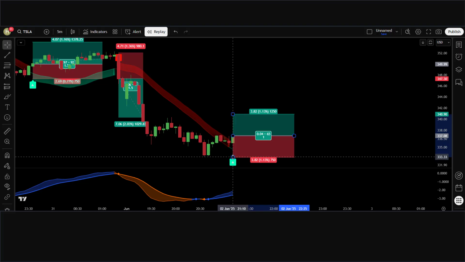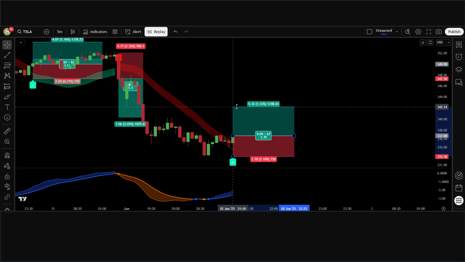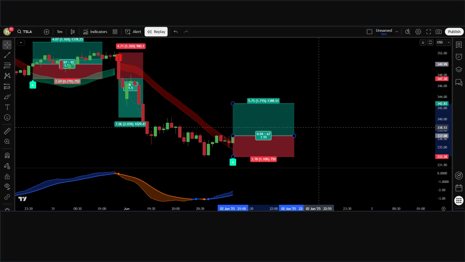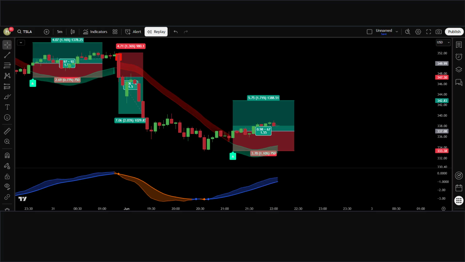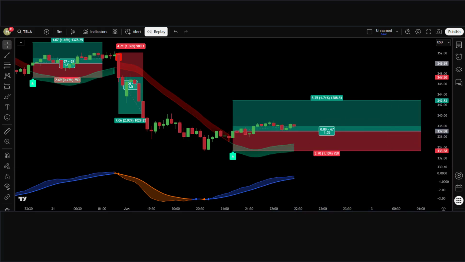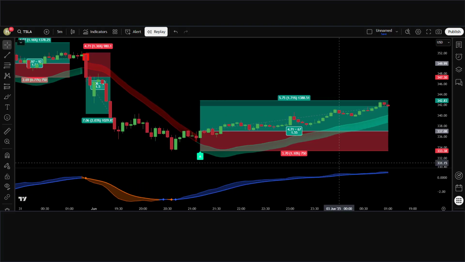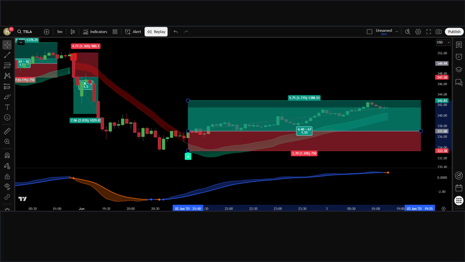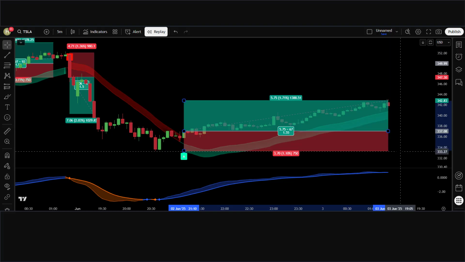Our stop loss will be placed at the lower deviation band of the zero lag indicator. And the risk to reward ratio will be 1:1.5. Let's see what happens to our trade. Our trade is running in profit. We have won the trade. Wait for the next signal.